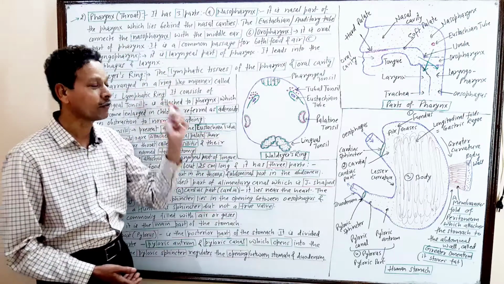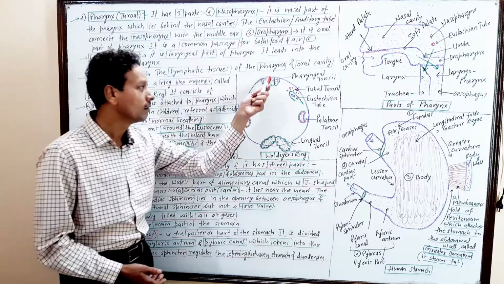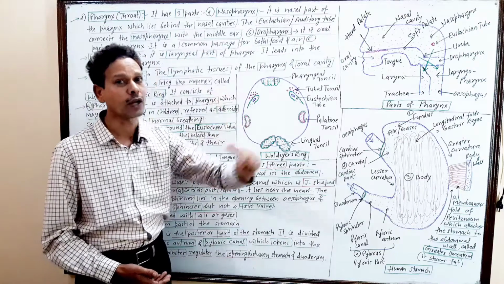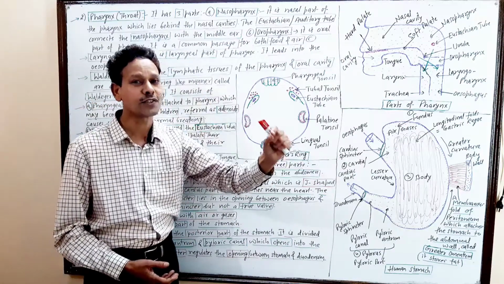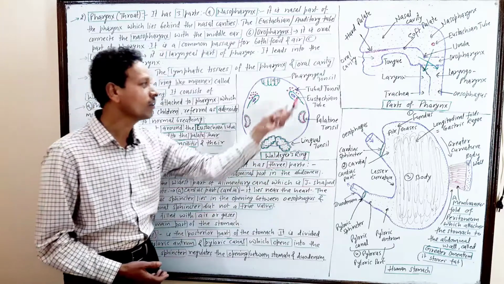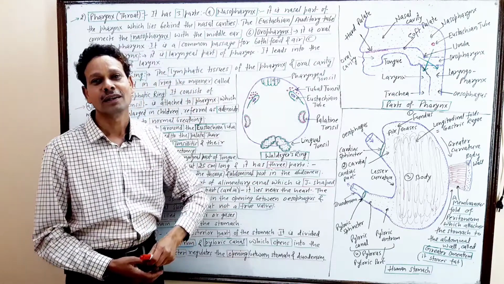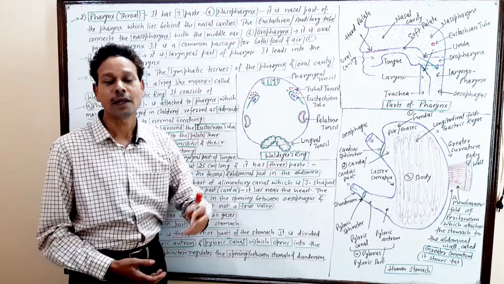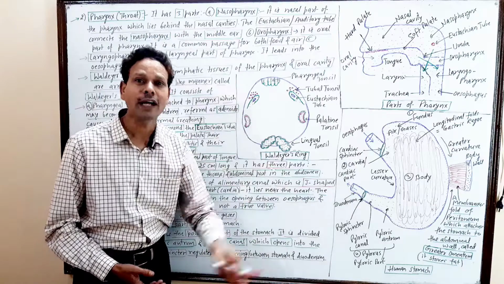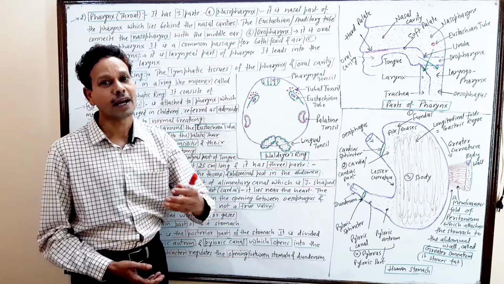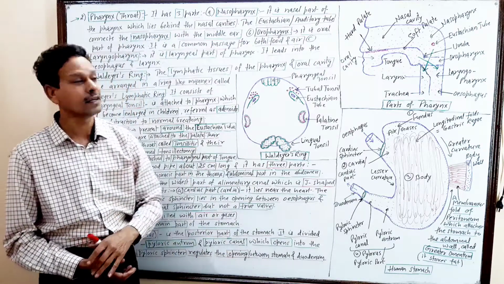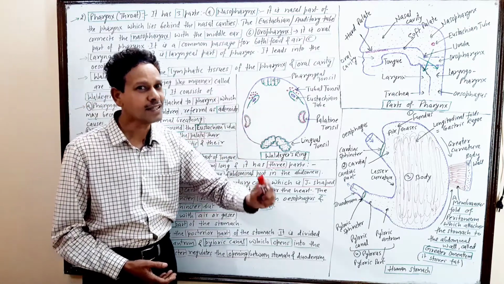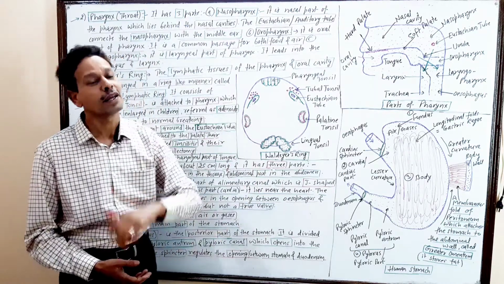These are very important for NEET students. First, pharyngeal tonsils. It is attached with the wall of pharynx. A very common disorder of children: these pharyngeal tonsils become enlarged and get infected, and it is referred to as adenoids. The disorder is adenoids. It leads to problems in breathing in children.